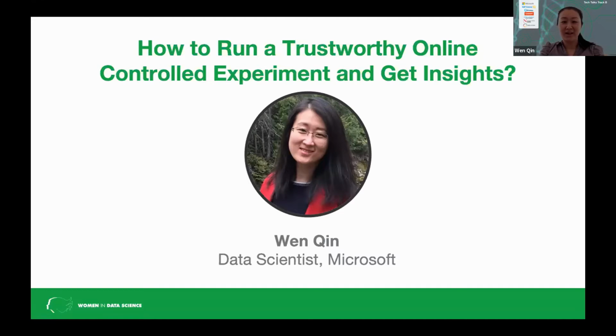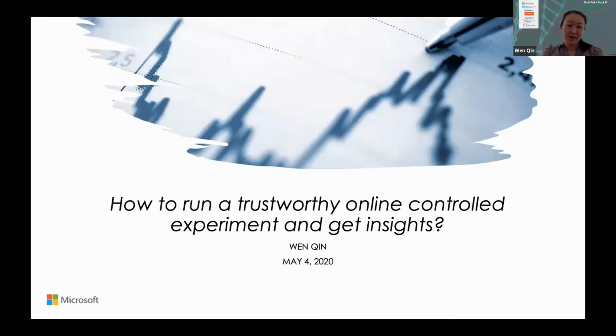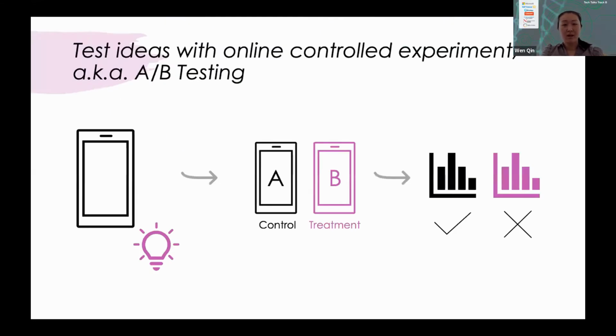Hello, everyone. My name is Wen Qin. I'm from Microsoft. We're glad to give a talk here at Women in Data Science. Today, I want to talk about how to run a trustworthy online controlled experiment and get insights. So online controlled experiment is a common method to test your idea for a product, whether it's great or not. It is also known as A/B testing.